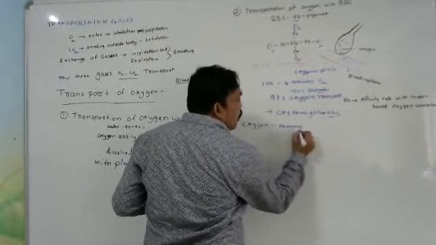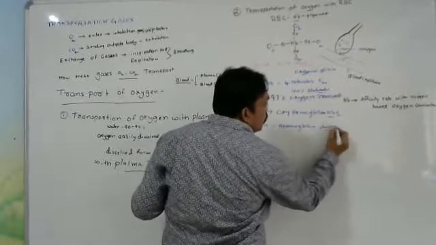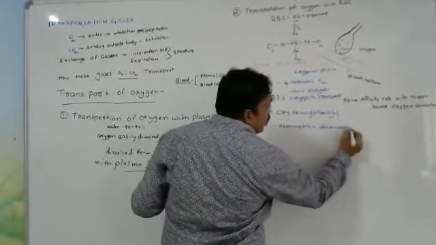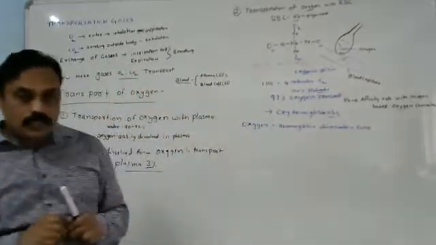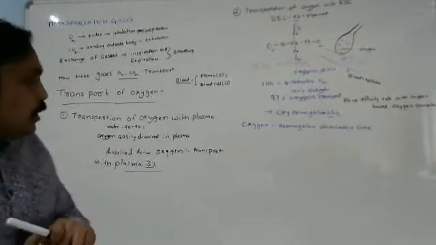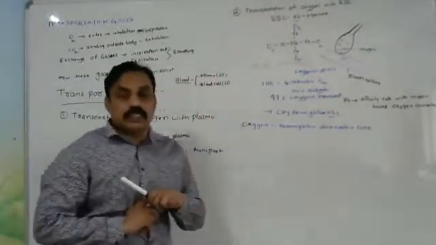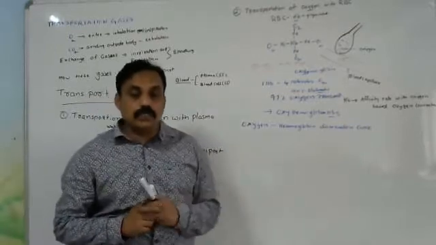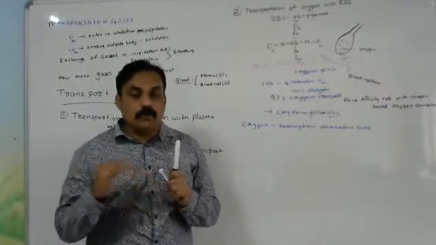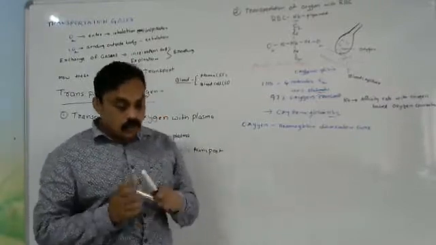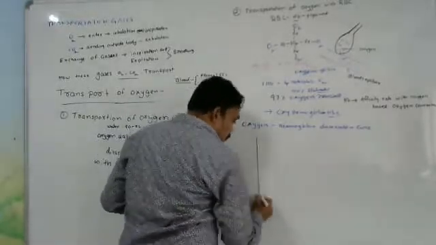So the oxygen and hemoglobin dissociation curve. How can we determine the oxygen and hemoglobin saturation rate? How much oxygen is required to saturate 100% of hemoglobin? When is the hemoglobin saturated with oxygen? If you observe it, we will look at the graph.